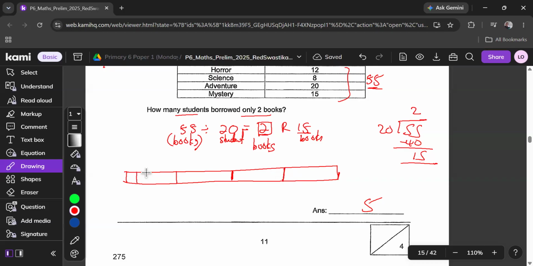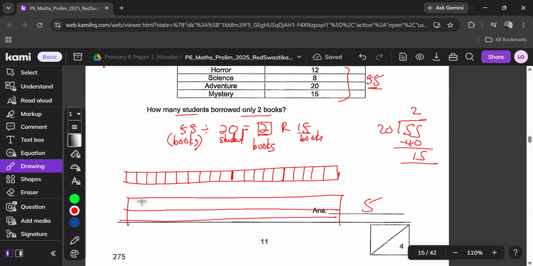And then you have 1, 2, 3, 4, 5 in each box. Okay, these are 20 students. Okay, everyone read at least 2 books. Can you see that? Because when you divide by 20, you get the quotient, which is 2. So everybody read at least 2 books. So can you see that my model looks quite interesting? So let me just cut.